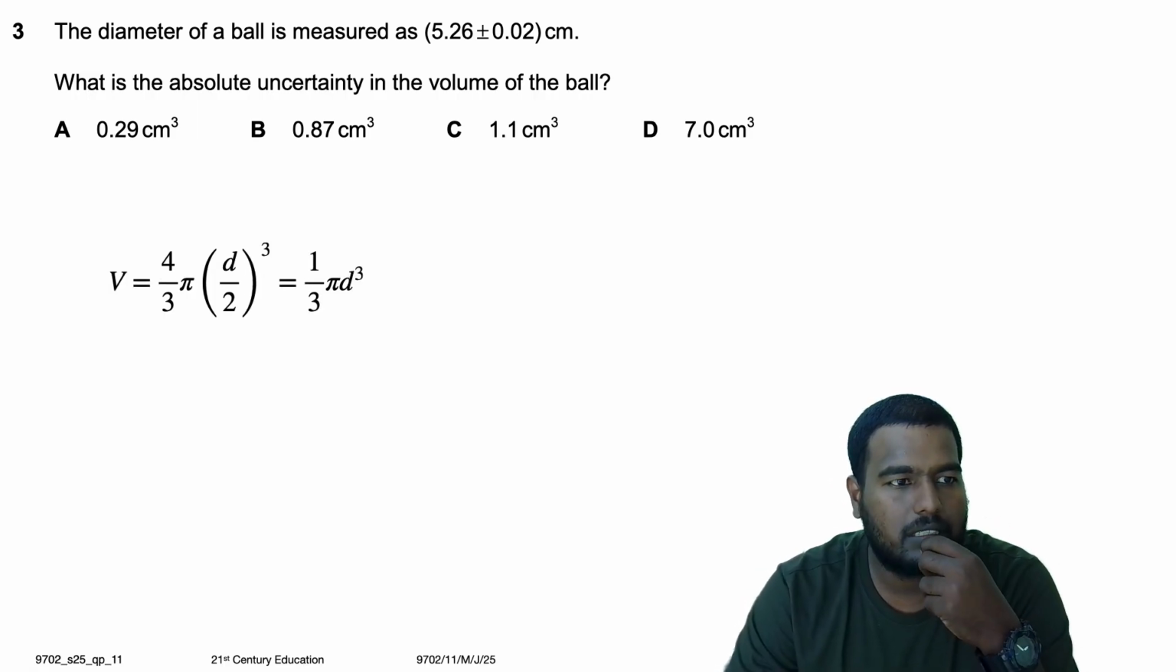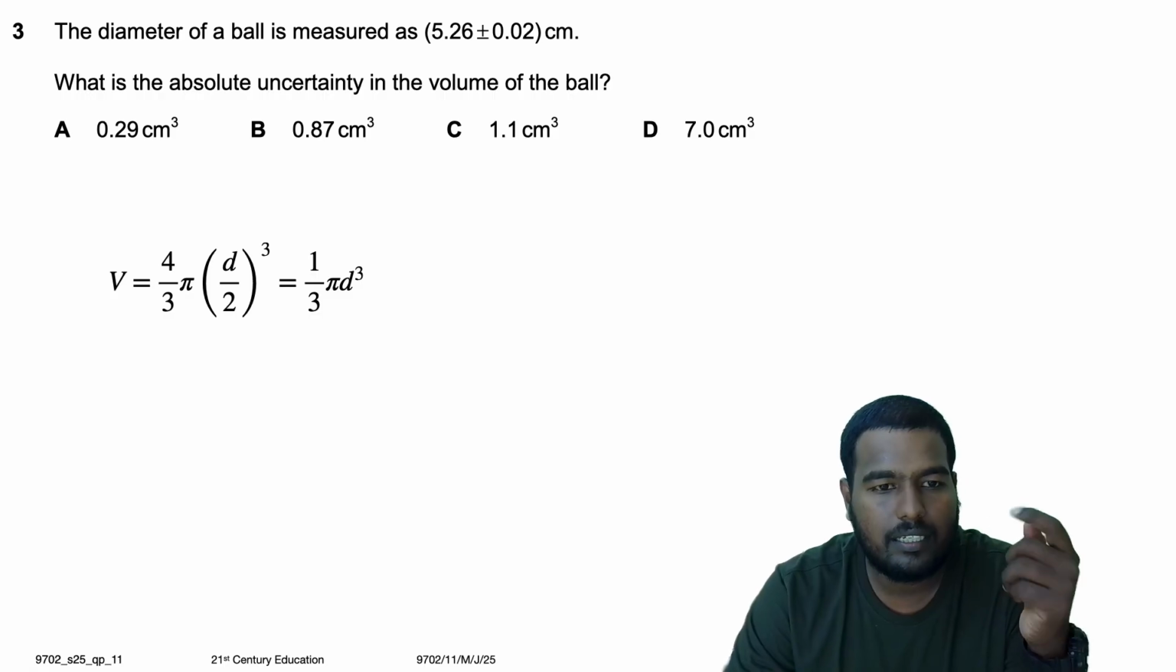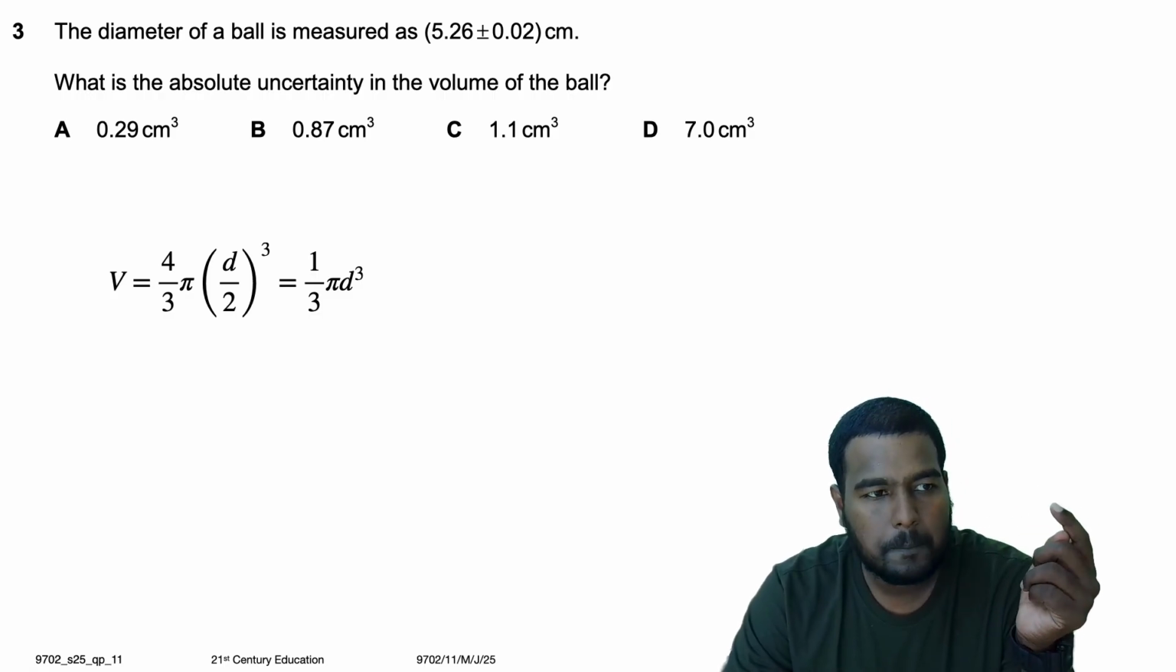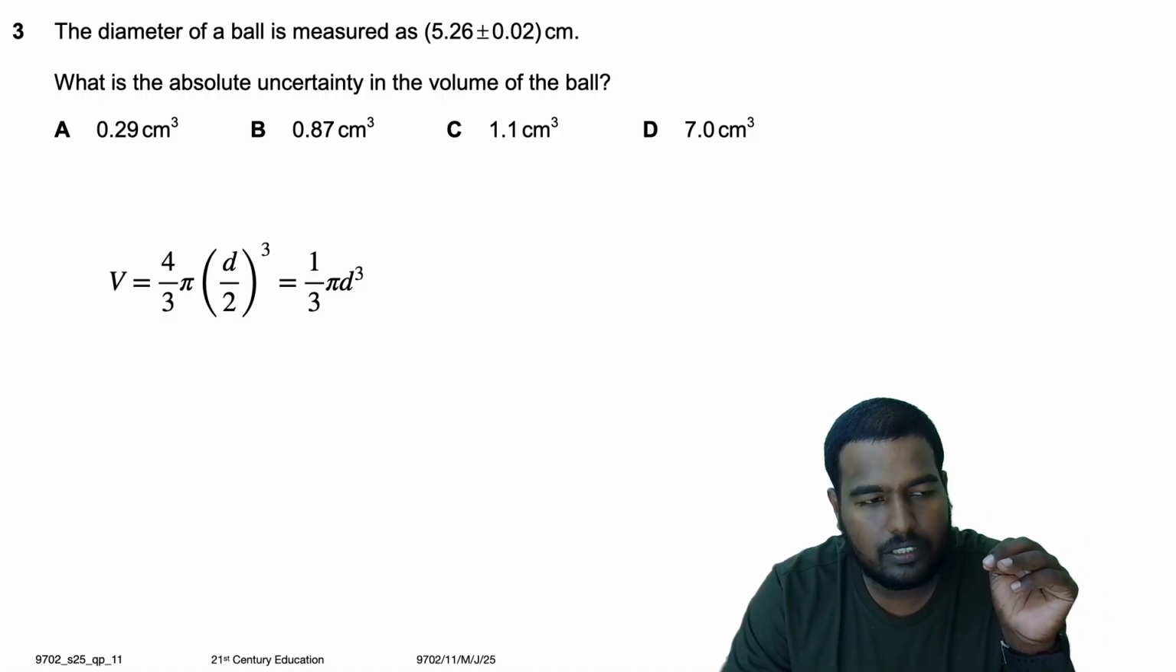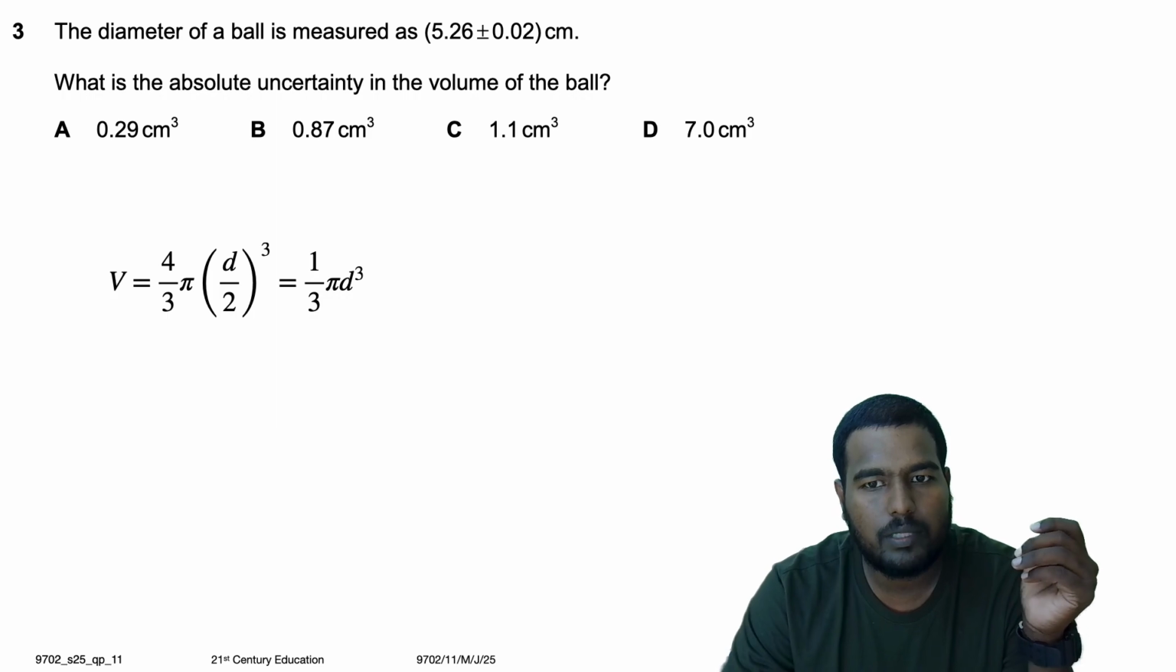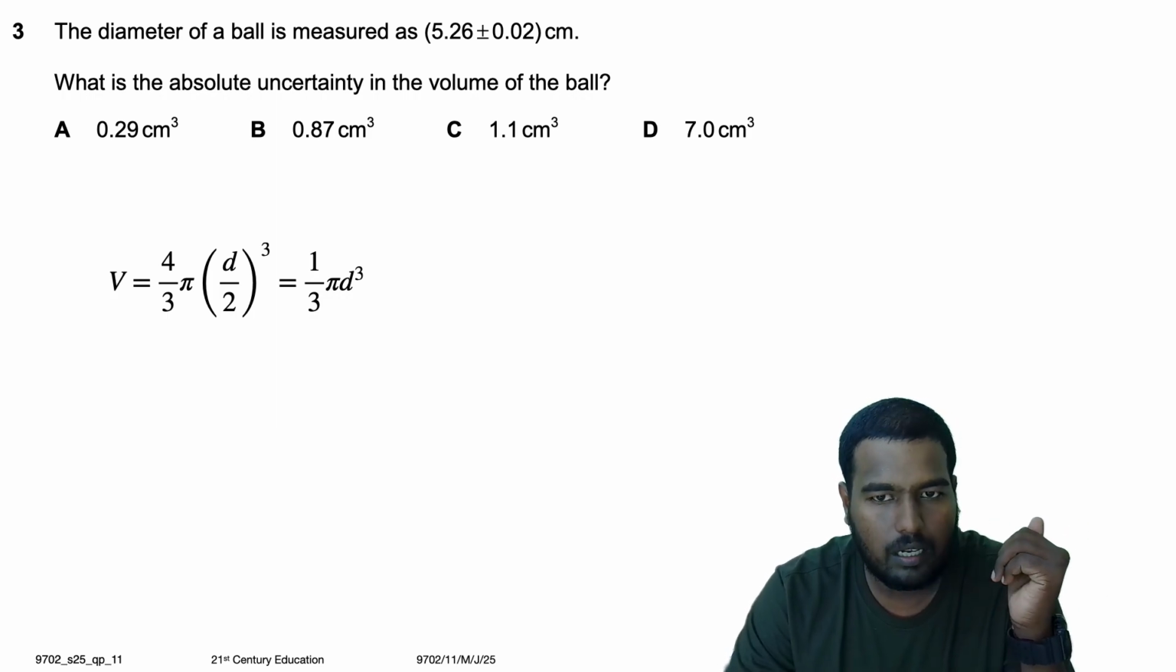4 by 3 pi r cubed, instead of r cubed, we write d by 2 the whole cubed. So we get 4 by 3 pi d cubed by 2 cubed, which is 8. So 3 into 8 is 24. 4 divided by 24 is 1 by 3. So it's just 1 by 3 pi d cubed.